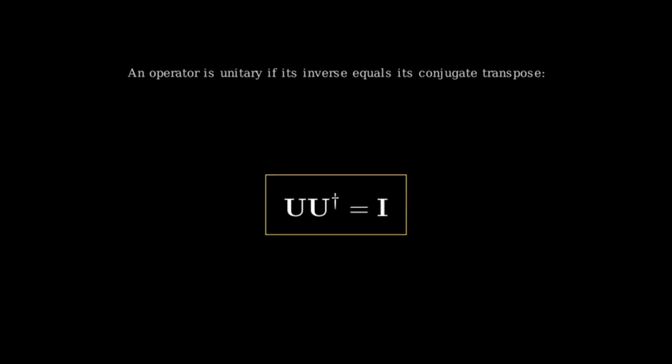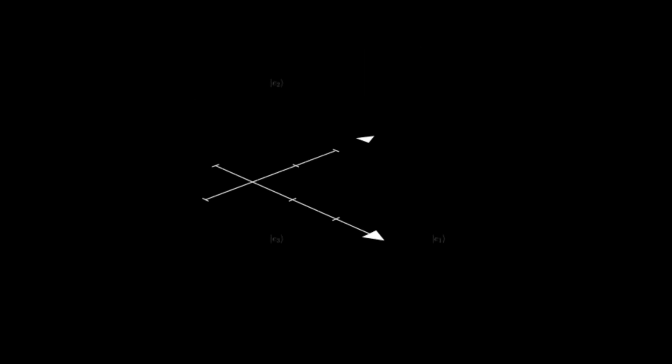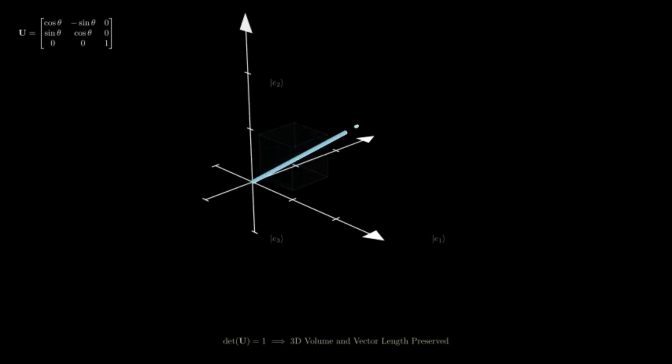Mathematically, an operator U is unitary if its inverse equals its conjugate transpose, or U dagger. Hence U dagger U equals I, the identity matrix. Geometrically, a unitary matrix is a rigid rotation of the entire Hilbert space. It shifts coordinates but leaves the lengths of all vectors and the angles between them untouched. Because it is a pure rotation, its determinant is always exactly 1. The volume of the space is preserved, information remains intact, and probability is flawlessly conserved.